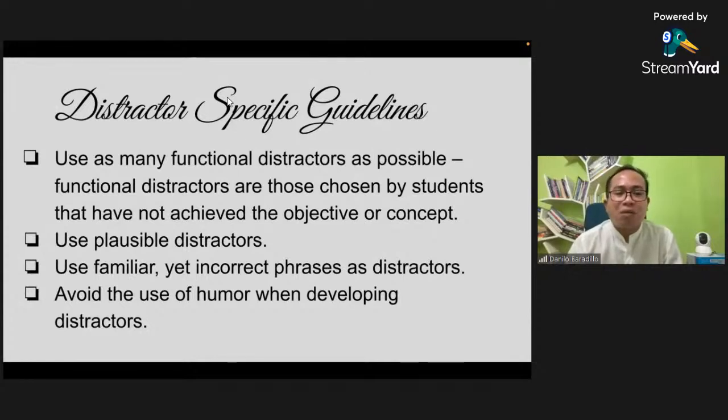What about our distractors? Use as many functional distractors as possible. Functional distractors are those chosen by students who have not achieved the objective or concept. Use plausible distractors. Use familiar, yet incorrect phrases as distractors, and avoid the use of humor when developing distractors. This is one thing that you have to remember. Do not make your distractors humorous. Sometimes there are words that are actually jokes.